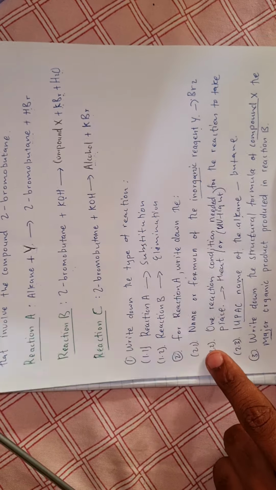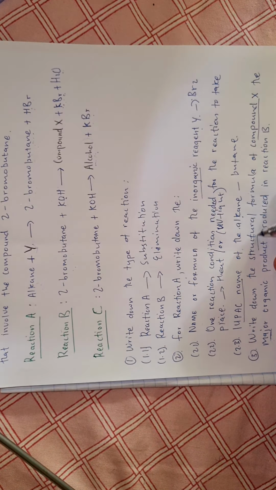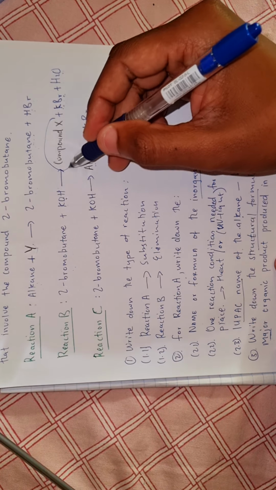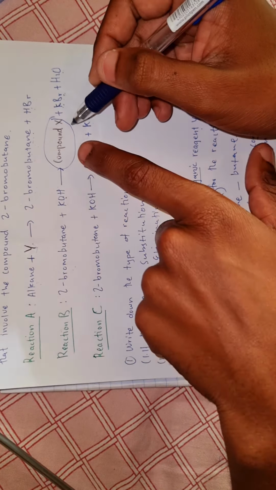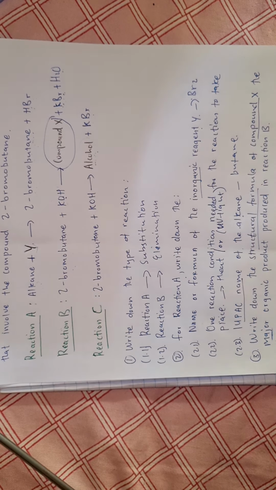Now number 3, they say write down the structural formula of compound X, the major organic product produced in reaction B. They want you to write down the structural formula of compound X as the major organic compound. I showed you these things when I was explaining there, so it will be much easier for you to do that. So for compound X, it will be what?